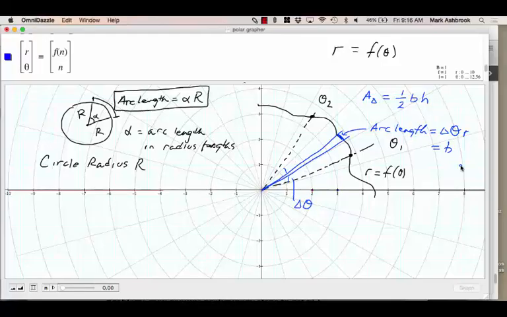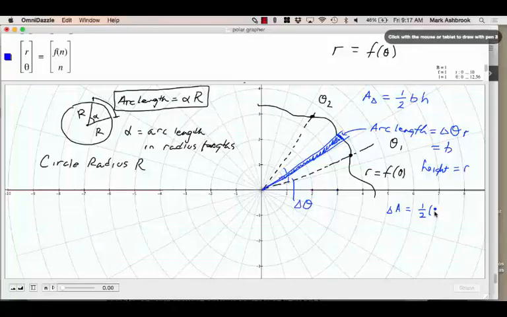Okay, and what is the height of the triangle? So if that's the base, that little arc length is the base, which we get from the arc length formula of a circle. What's the height of the triangle? That should be easy. That's just r, right? So our typical little triangle of area, this would be like a delta A. It's going to be 1/2 base, times, sorry, base is the other one. Base, delta theta times r, times height, r. So 1/2 base times height.